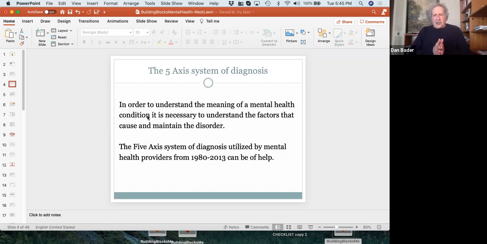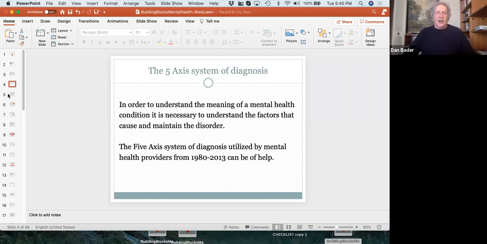A lot of the psychiatrists in those days were very much oriented towards improving things in the community. They understood that what goes on in the community is very relevant to mental health issues. So this 5-axis system of diagnosis, which was finally put out in 1980 but had been worked on since 1968, was partially evolved by community-oriented psychiatrists who were not really into medication.